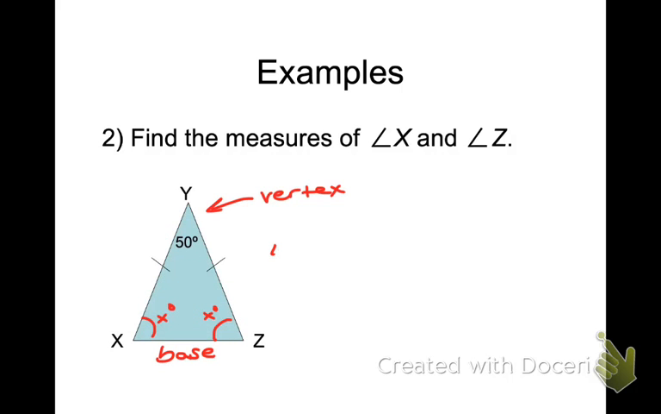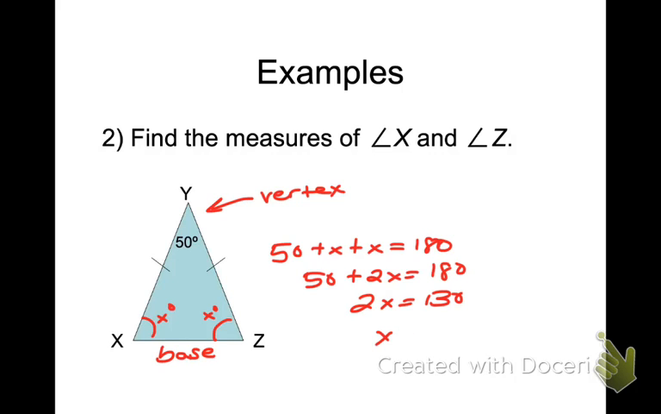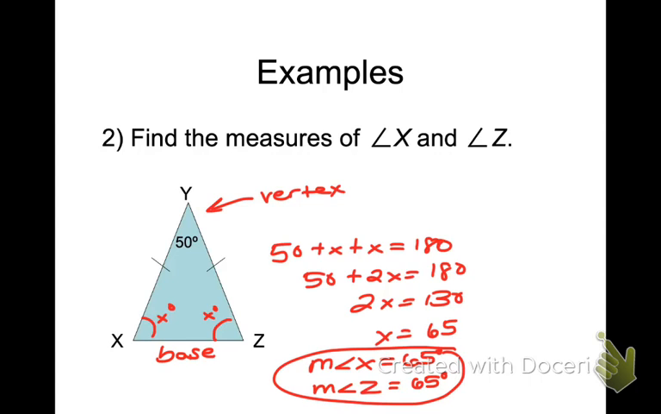So we could do 50 plus 2x equals 180. Subtracting 50 gets us 130. Dividing by 2 gets us 65. Right, so the measure of angle X would be equal to 65 degrees, and the measure of angle Z would also be equal to 65 degrees. Or you could just do 180 minus 50 and then cut it in half if you didn't want to have to do it out algebraically. Either of those would get you to the 65 degrees.